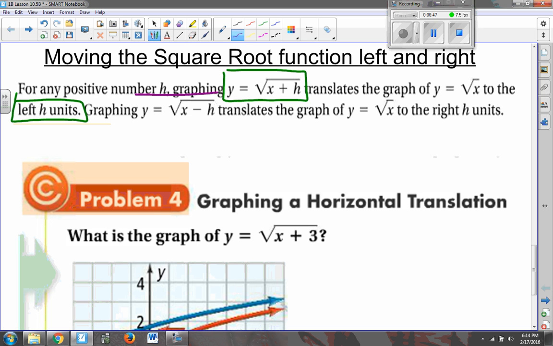Right? And if you are doing y equals the square root of x minus h, and you are taking away some number under that square root, then you are going to the right that many units. Okay? So this is basically flip-flopped. It's backwards from up and down. Okay? Up, plus means up, minus means down, just like you would expect. When we go left and right, it's the opposite. Plus means left, minus means right. Okay?